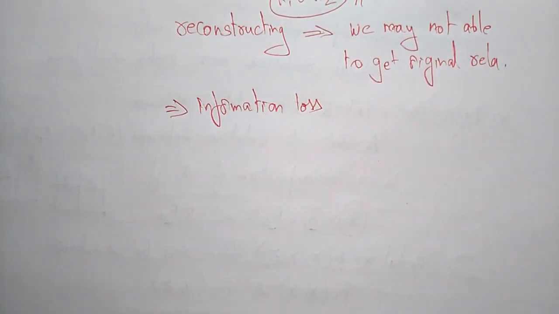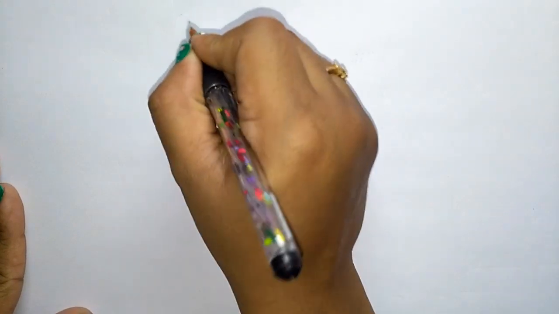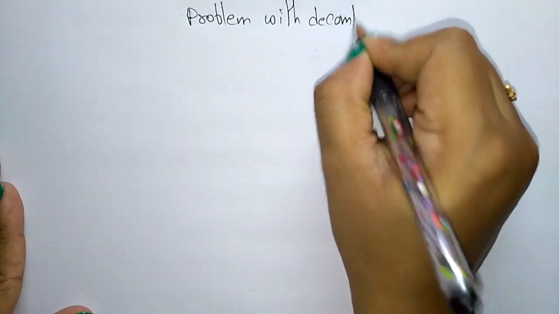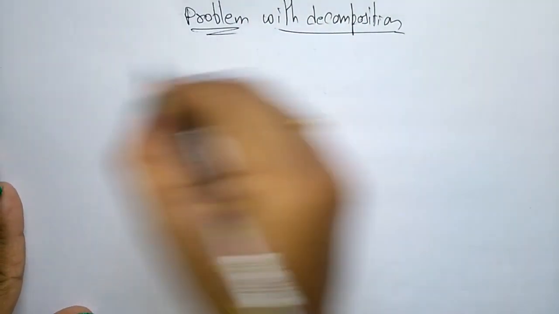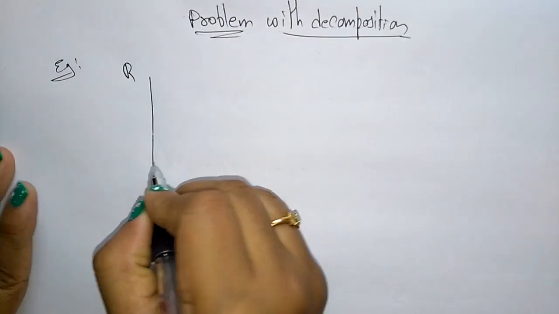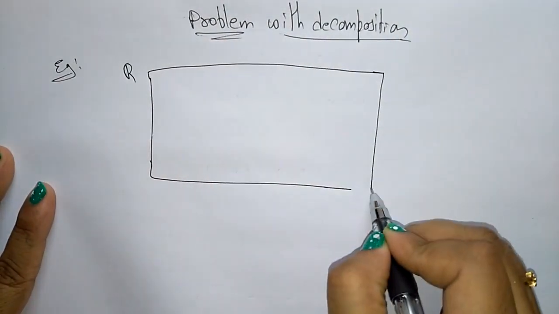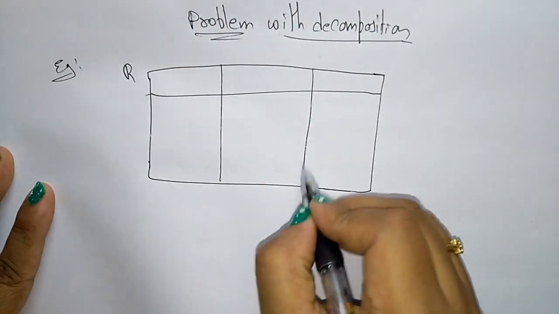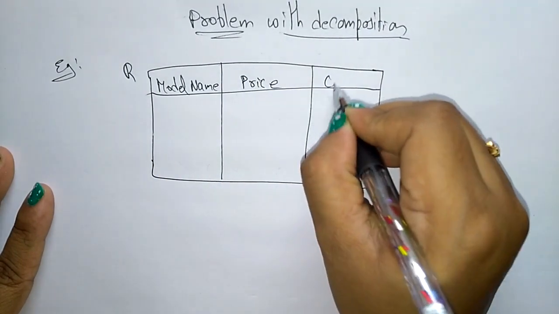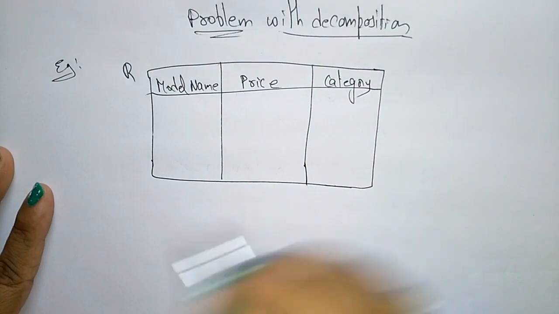Let us see. I'll take one simple example, then you will understand how the data is lost while you are decomposing the table and again reconstructing it. This is a problem with decomposition. So let us see this relation. I am taking a table consisting of three attributes: the model name, the price of that model, and the category. So this is the main relation table.